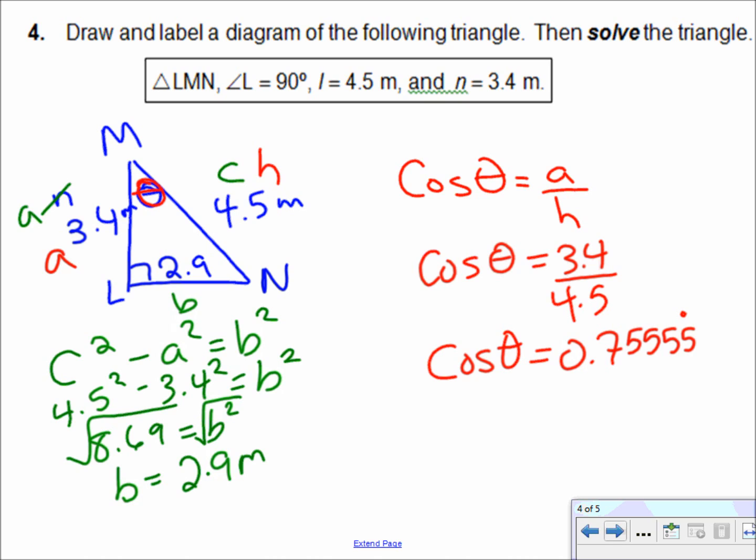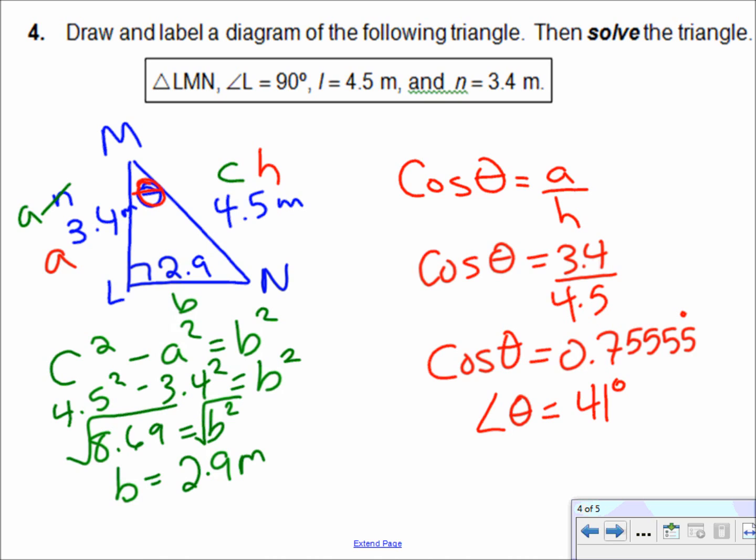So I'm going to hit second function, cos, and then use my answer button, or I can type in 0.75555, and I got 41 degrees. Angle theta is equal to 41 degrees. Does everyone agree with that?